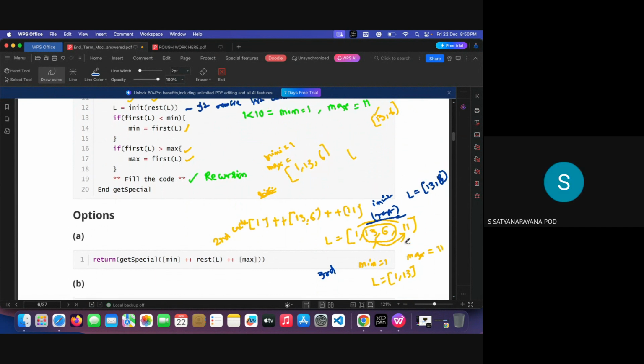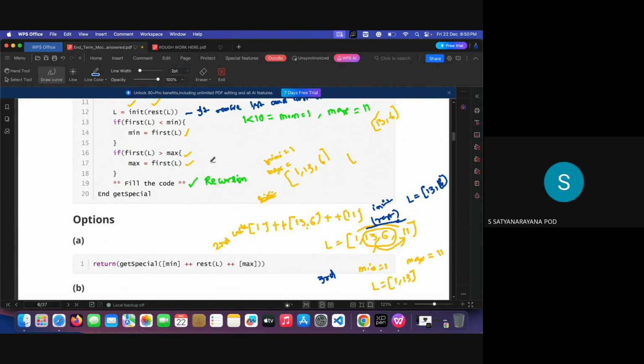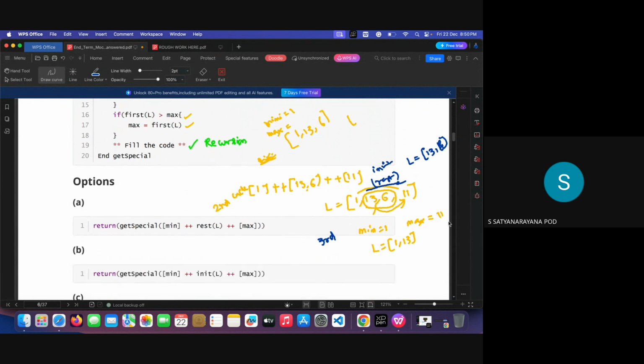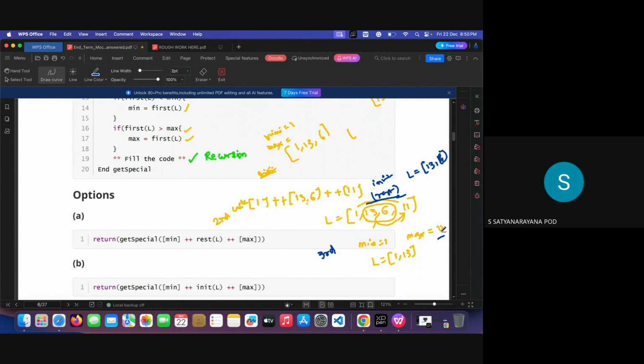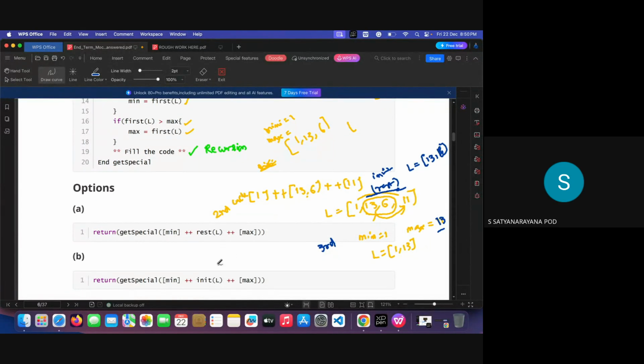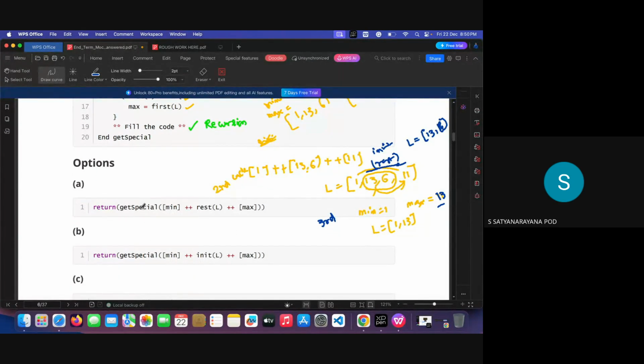Fine. So now it is checking: is my first greater than max? Yes, my max is right now 11. So my first of L is 13, is it bigger than max? Yes. So my max is updated with the recent value of 13. Clear? So now again we are thinking about the recursion. Right option is A. We are not talking about B.